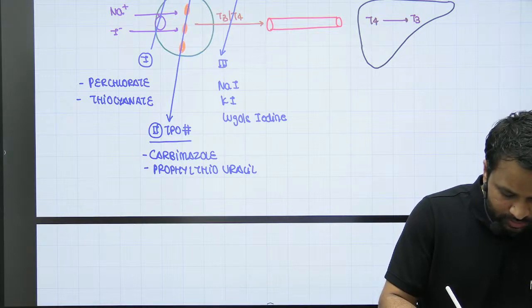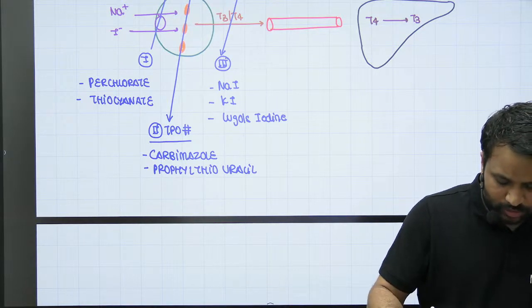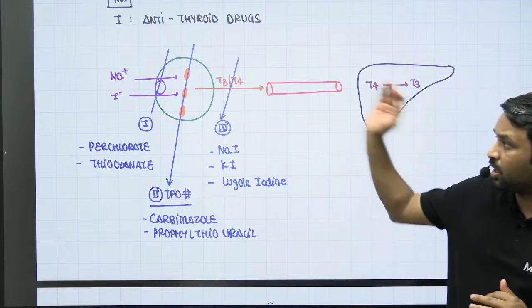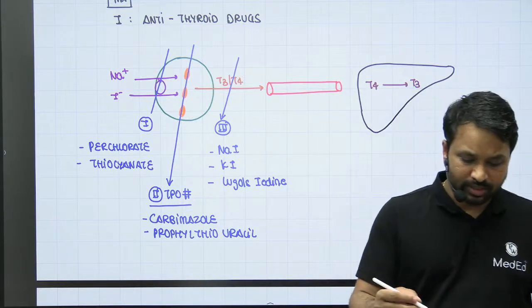And the third set of drugs that we have is the thyroid constipating drugs, not allowing the hormone to secrete, that is sodium iodide, potassium iodide, and Lugol's iodine.